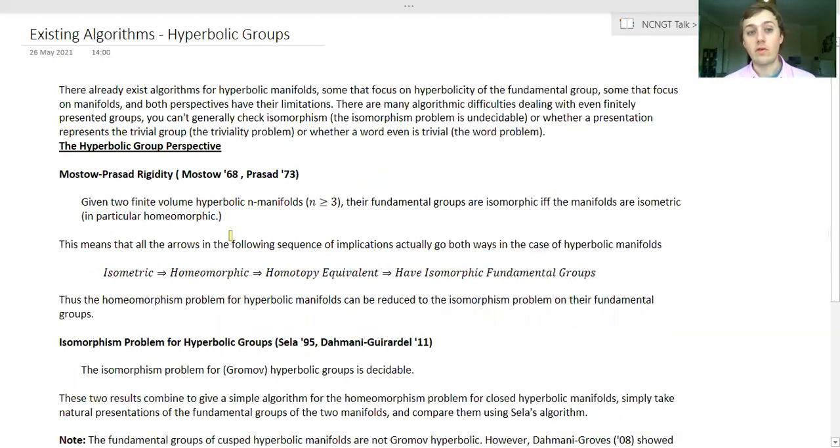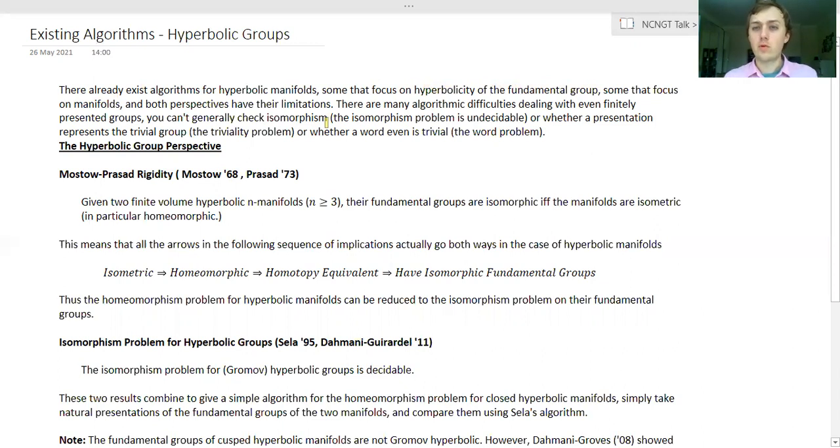So there already exist algorithms for hyperbolic manifolds and for the homeomorphism problem. And there are different perspectives you can take here. You can focus on the hyperbolicity of the fundamental group, which we're going to do in this slide. That's the hyperbolic side of hyperbolic manifolds. You can look at the manifold side of hyperbolic manifolds. We're going to have a look at that in the next slide, and we're going to see the limitations of both of these perspectives.